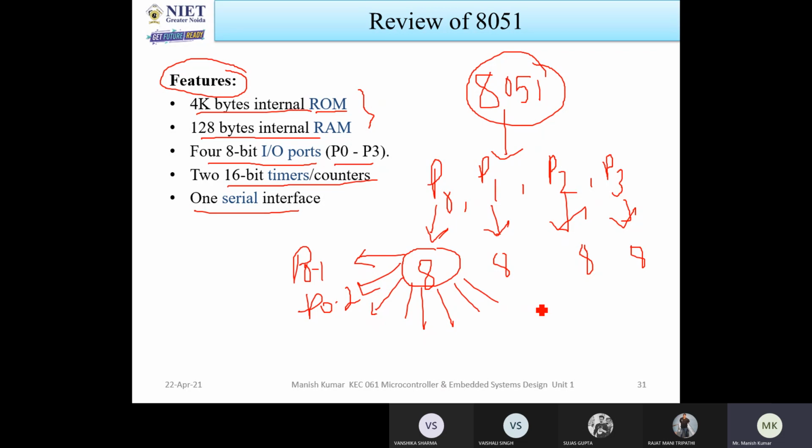Whenever you see the ICs, port 0 has 8 different pins, port 1 has 8 different pins, port 2 has 8 different pins, port 3 has 8 different pins. So in total 8 times 4 is 32 pins, dedicated for input output devices. You can connect any input output device with these 32 pins.